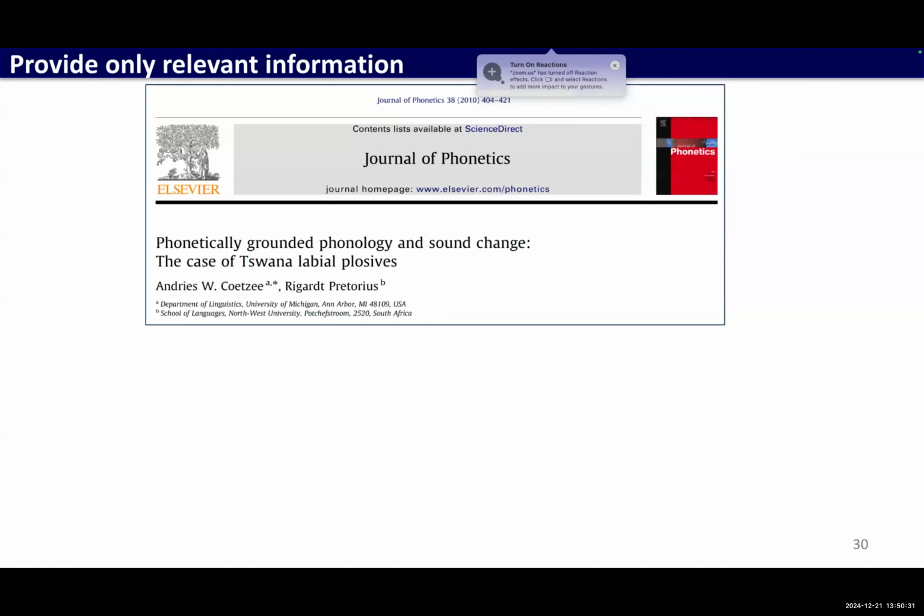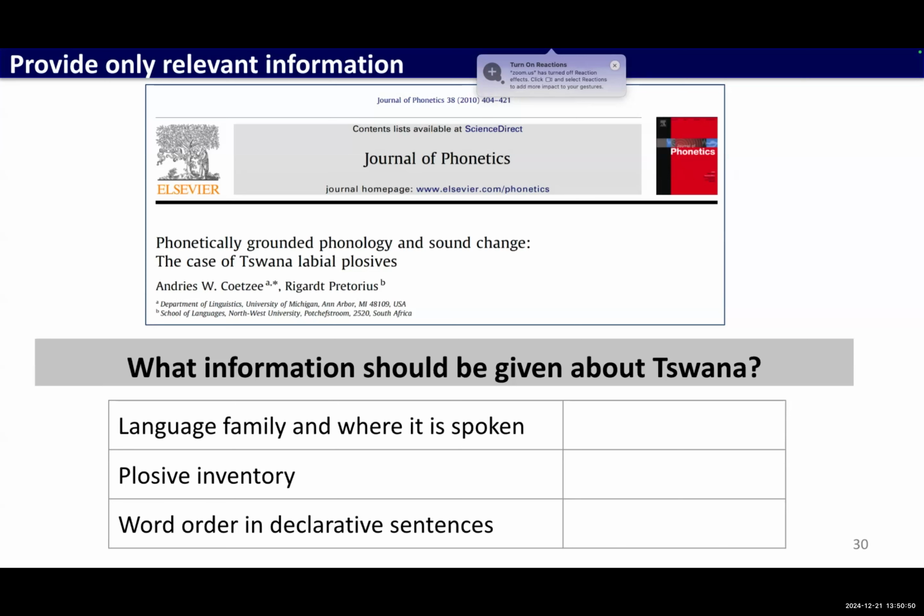So let's look at an example. It's all about Tswana. It's still me. It's a different paper on Tswana. And let's just look at the title of this paper, Phonetically Grounded Phonology and Sound Change, the Case of Tswana Labial Plosives. And let's ask ourselves, if that's the paper and you are writing the introductory section, the background part of this paper, should you include in the paper information about the language family of the language Tswana and where it is spoken? Is it relevant to the topic of the paper?